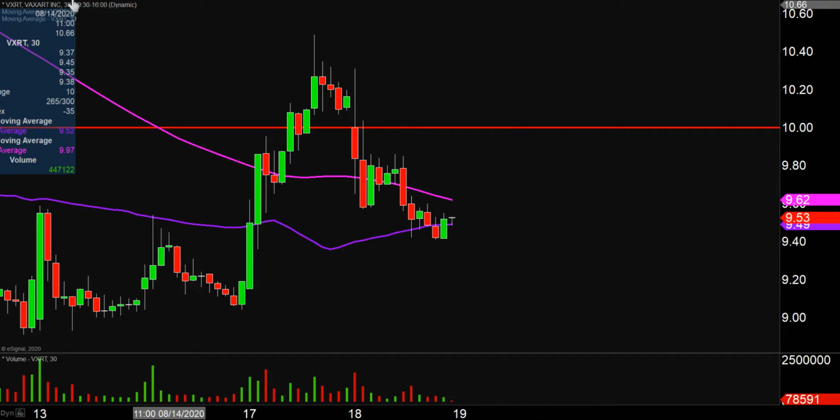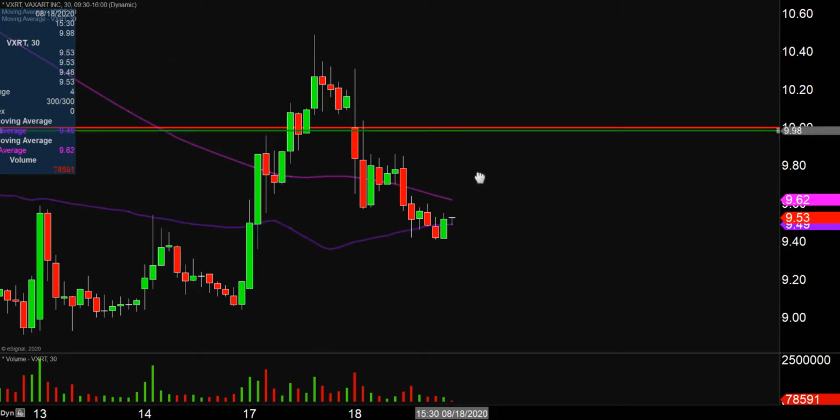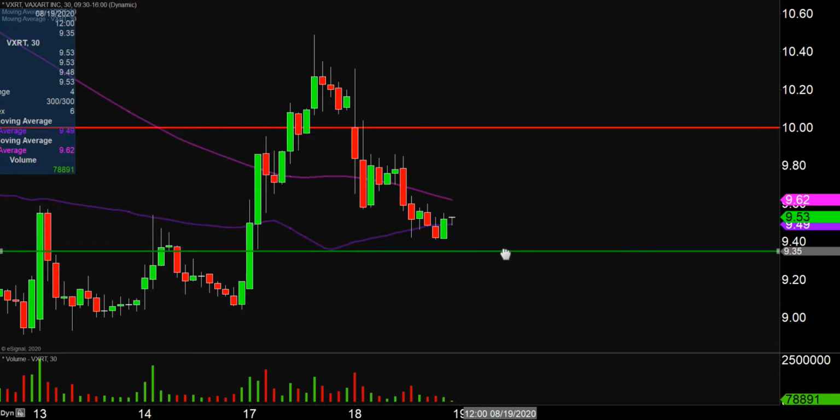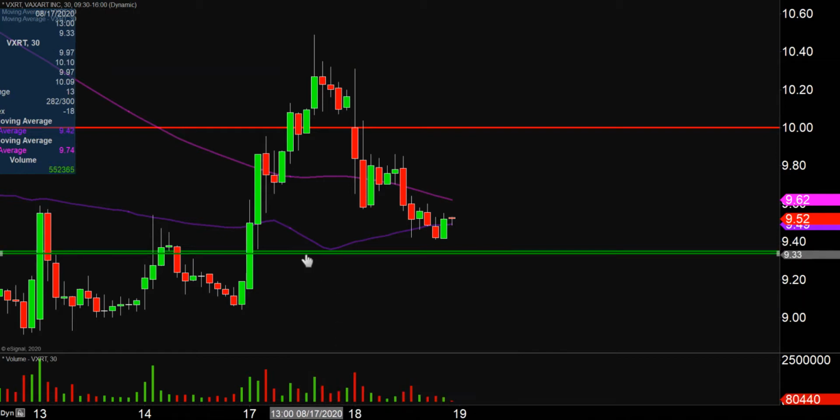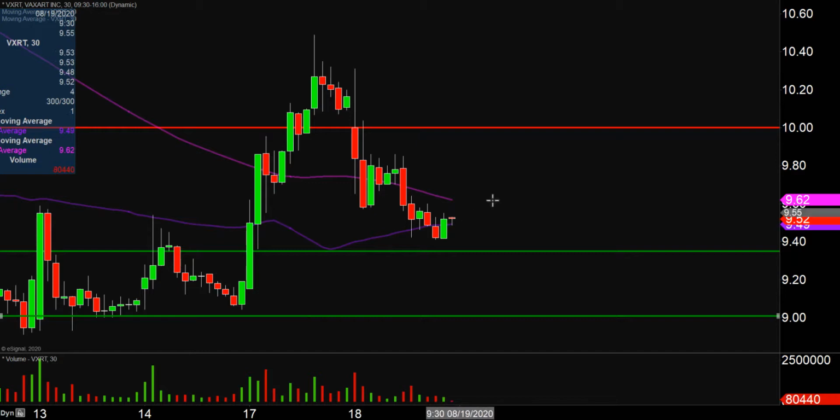What about levels of support? As far as right now and near-term areas of support, first key level to watch closely is going to be right down here at $9.35. If $9.35 cannot hold, then at that point, nothing until really the bottom portion of this former channel, which sits down there around the $9 mark.